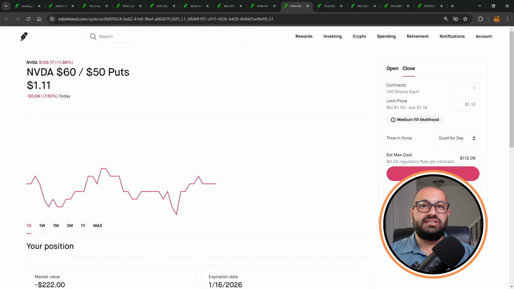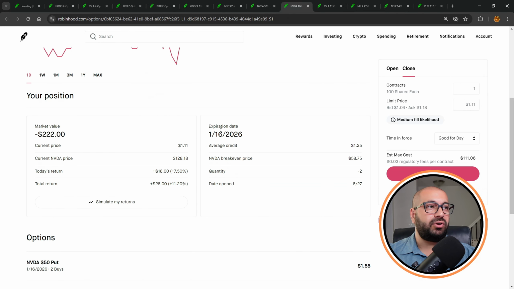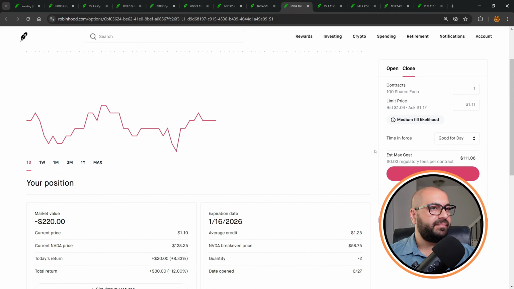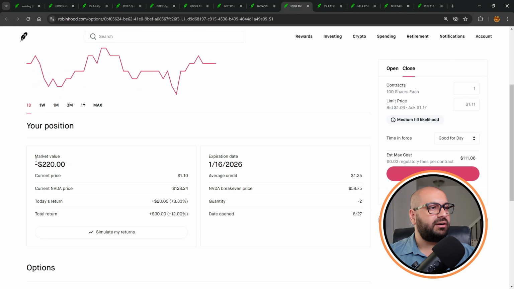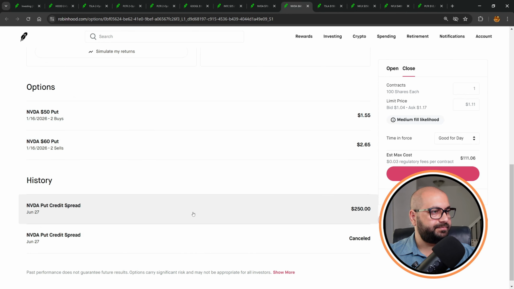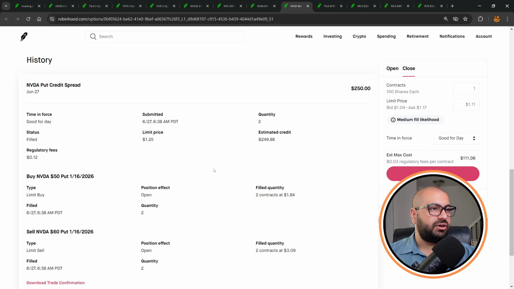The final put credit spread that I want to show you is another one on Nvidia. I went for a longer time frame this time, all the way to 2026. I have sold it on the same date, January 27. I received an average credit of $125 per contract. Right now, if I want to buy to close, it's 110, meaning lower. So it's a positive for me, plus $30 or 12%. These are the details of the trade.